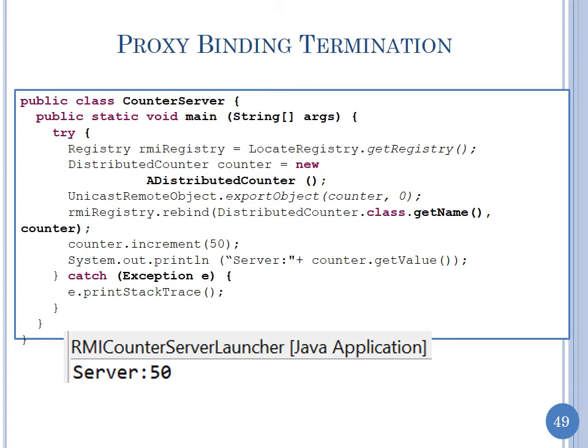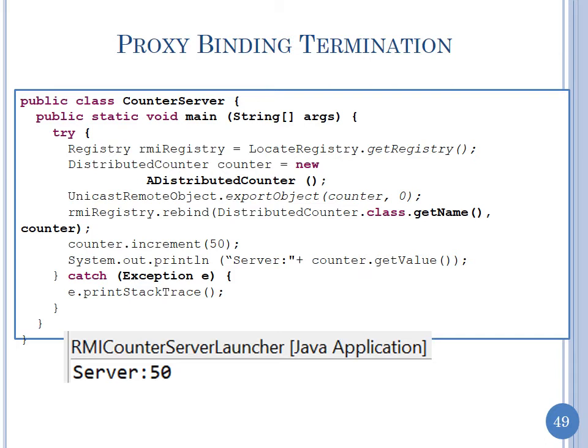Okay, let's talk of termination issues now. Look at this main method. The main method went and printed out server :50, and the main method finished. So if the main method finishes, does that mean that the server also terminated? If the server terminated, how can the client go and affect server objects in the server?